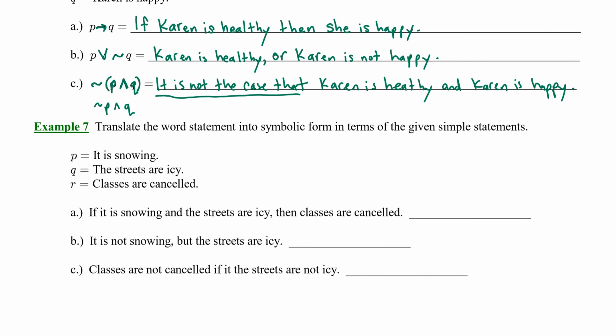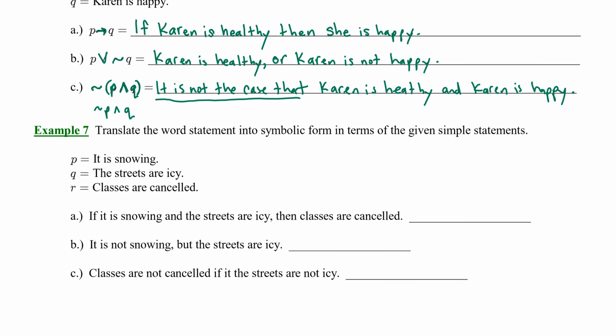One more example. Example 7 uses 3 simple statements. Translate the word statement into symbolic form in terms of the given simple statements. So P represents the statement, it is snowing. Q represents the statement, the streets are icy. And R represents that hopeful statement, classes are canceled. This time we have the English phrase and we want to convert it into symbolic form. The phrase we're translating first is, if it is snowing and the streets are icy, then classes are canceled.